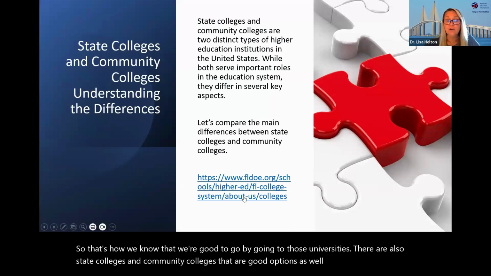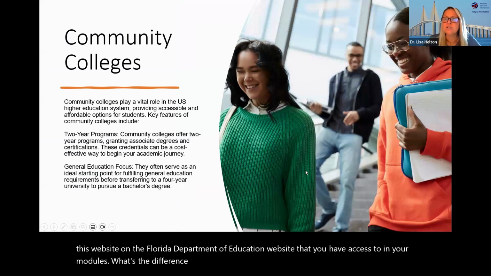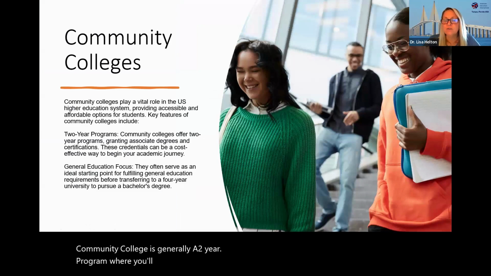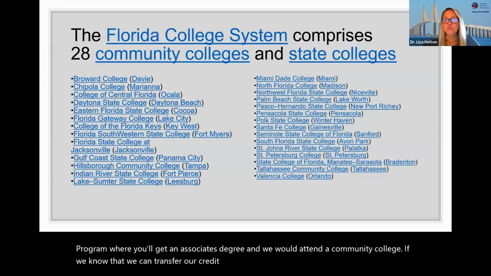And those are listed on this website, on the Florida Department of Education website that you have access to in your modules. What's the difference between a state college and a community college? A community college is generally a 2-year program where you'll get an associate's degree. And we would attend a community college if we know that we can transfer our credits to a 4-year college where we can get a bachelor's degree or a university.